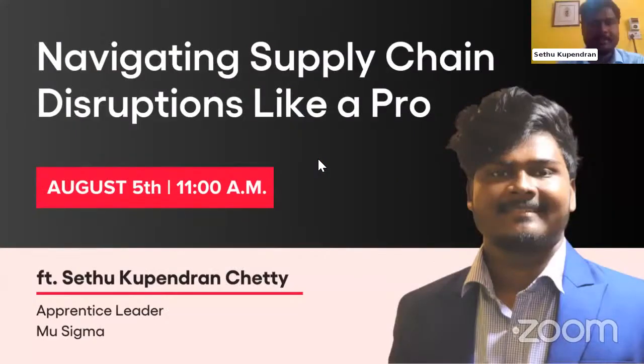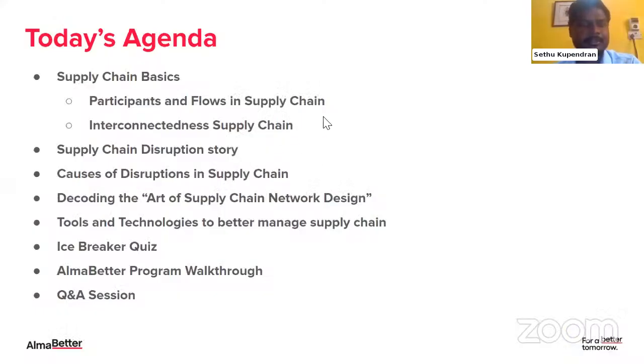Today's topic is navigating supply chain disruptions like a pro. Let's see the agenda items, what we will be covering, and we can have interactive sessions and a lot of discussions around this. Initially, I will talk about the supply chain basics: the different actors or participants who interact in a supply chain, and the relationships or entities involved. Then we'll see an interesting story in supply chain which caused disruption recently, and identify the different factors which cause disruptions in supply chain.